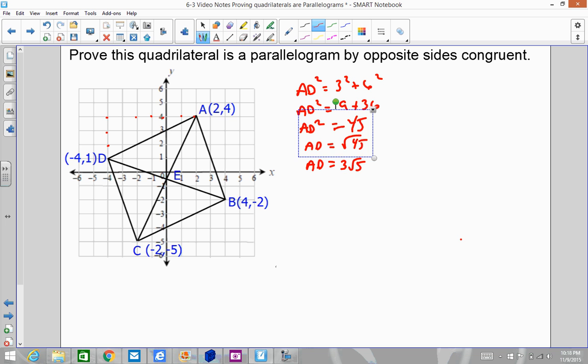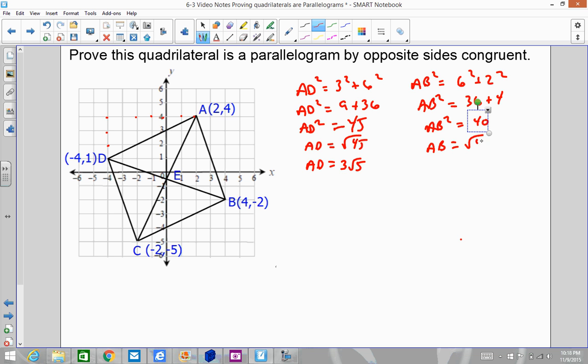All right, let's do the next one. We need AB. So AB squared is equal to, this is 6 down and 2 over. So 6 squared plus 2 squared. So AB squared is equal to 36 plus 4. So AB squared is equal to 40. And so AB is equal to the square root of 40, which is going to be 2 square root of 10.